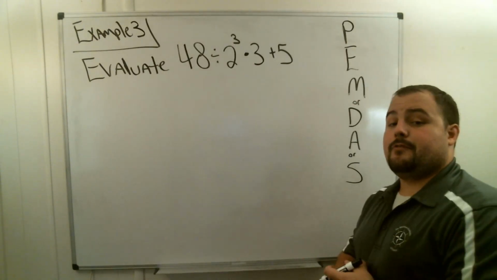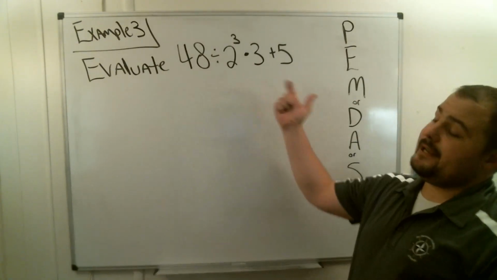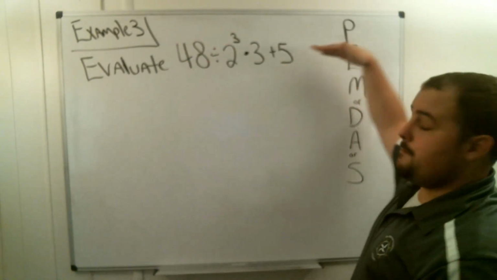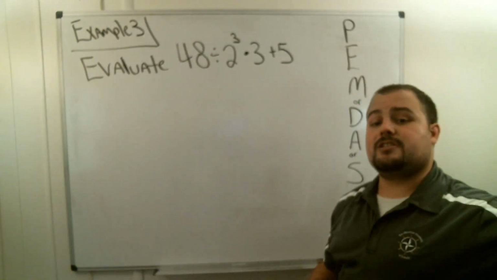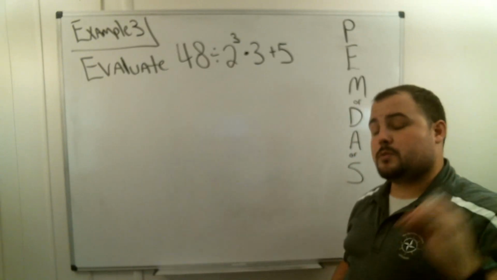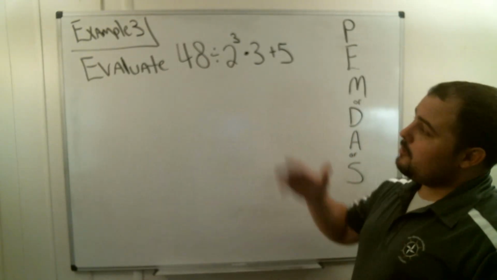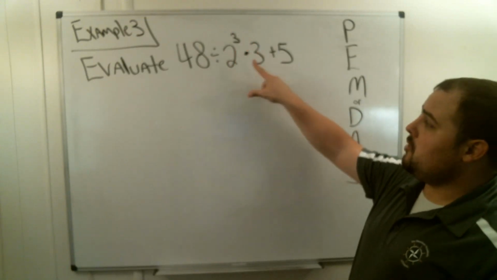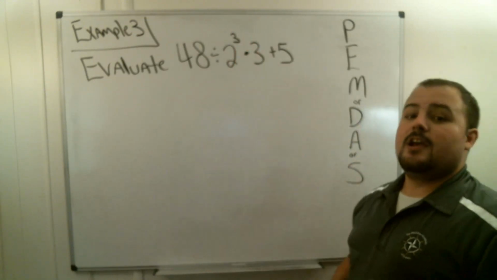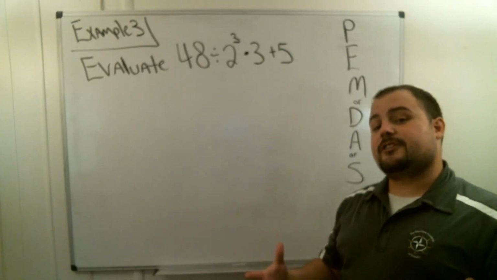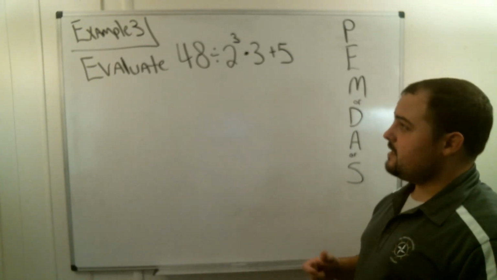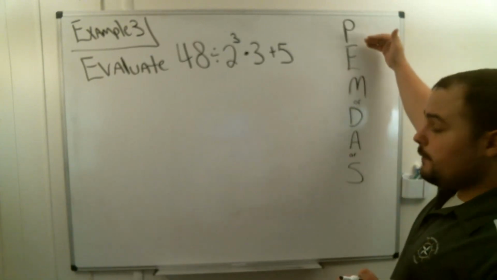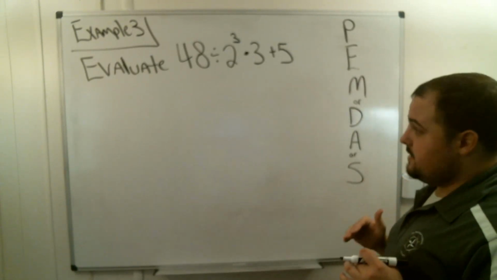On to example 3. Go ahead and pause the video, copy down this problem. All I did was write a new sentence. I changed the example number. PEMDAS is still here because I still want us to refer to the order of operations when solving this problem. And now we're looking at 48 divided by 2 to the 3rd power multiplied by 3 plus 5. And our idea is, if we're not using a calculator, we maybe could solve this, and every single one of us can get the exact same answer if we follow this rule of PEMDAS.